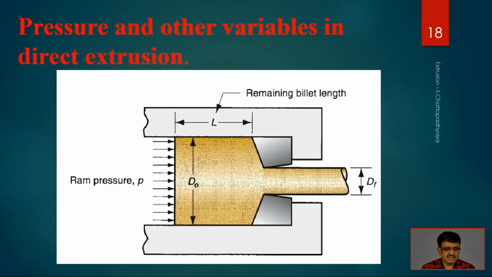Next, this is a typical diagram where the ram is giving pressure, and the length is the remaining billet length that is necessary to calculate the problems related to determining the pressure. The die is shown, D0 is the original diameter and DF is the final diameter, and the ram presses against the die, and the extruded product comes out with a reduced diameter, that is DF, the final diameter. So this is the typical diagram of extrusion and how the pressures are applied to get this process done.